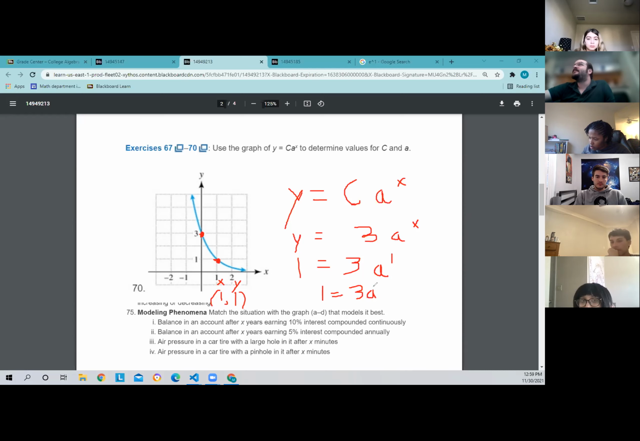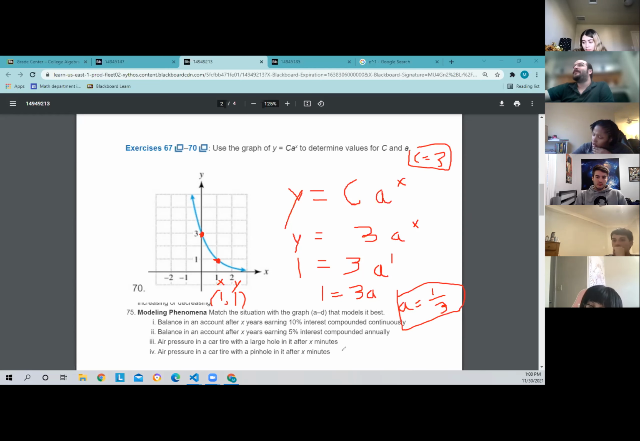We want to get A by itself. Oh, so you divide by 3. Yeah. So A is equal to what? 3? No, the other way. Oh, it's 1 over 3. That's it. All right, so we know A is 1/3. We know C is 3. We plug that in.